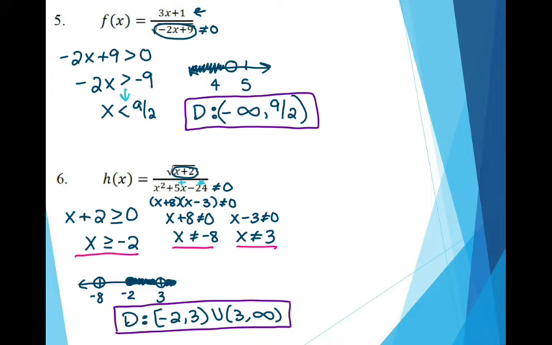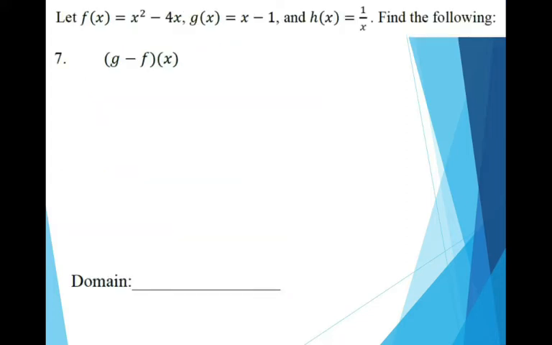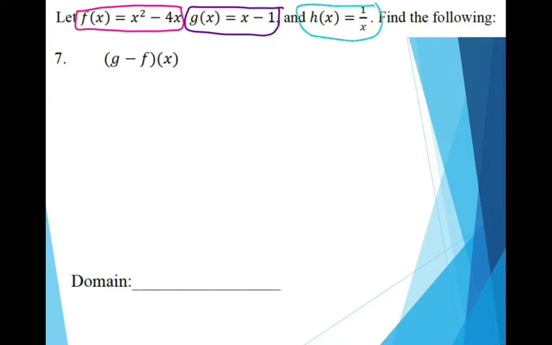Next thing we are going to look at are function operations. So I have three functions over here. I have f of x is x squared minus 4x, g of x is x minus 1, and h of x is 1 over x.